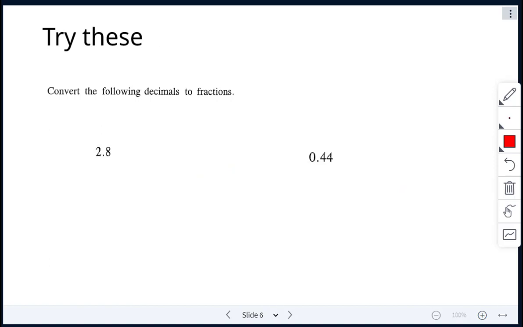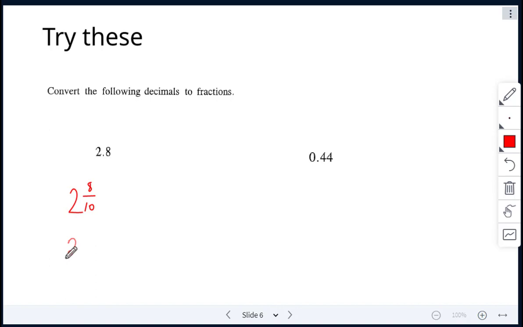All right, so the first example here, we have 2.8. So therefore, we know that 2 is a whole number, right? So it's just a 2 as a whole number. Then we have 8, and that's in the tenths position. So we put 8 over 10. All right, the only thing now left to do is reduce. So we just have to reduce the 8 over 10. The 2 stays as is.